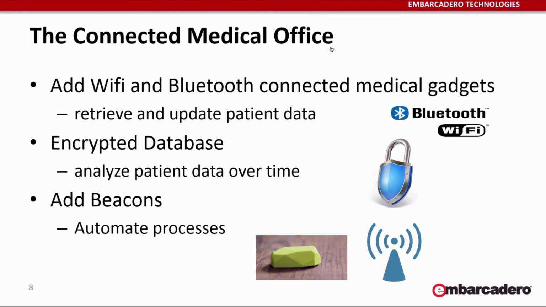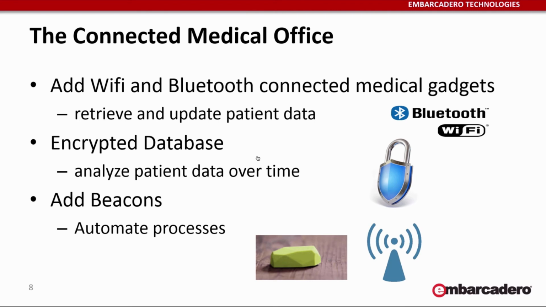One example of an Internet of Things solution could be a connected medical office. Now, IoT has many great applications in the medical industry. And by adding Wi-Fi and Bluetooth connected medical gadgets to a doctor's office, the medical staff can quickly retrieve and update patient data around their weight, blood pressure, and heart rate, and even perform long-term studies on sleep patterns to help patients with sleep issues such as insomnia.